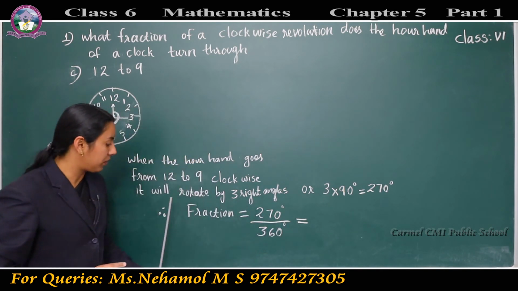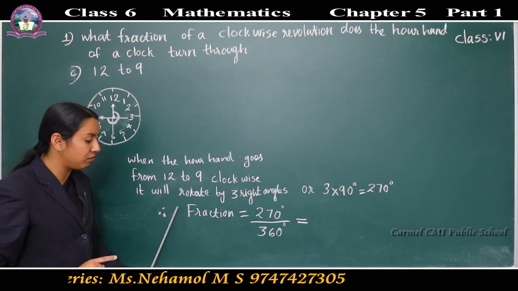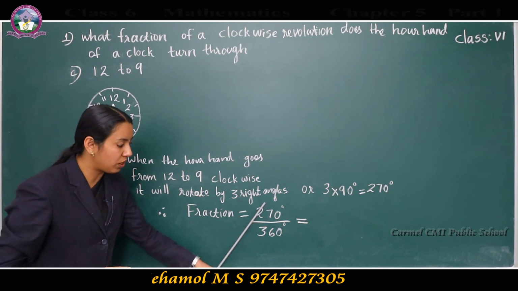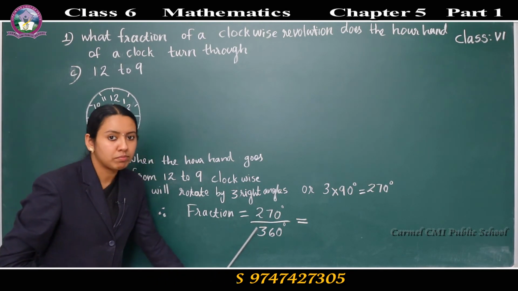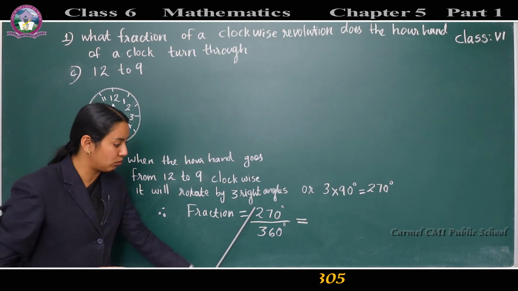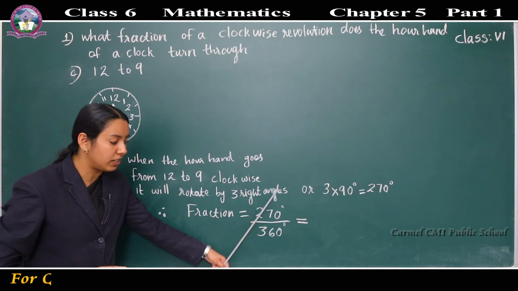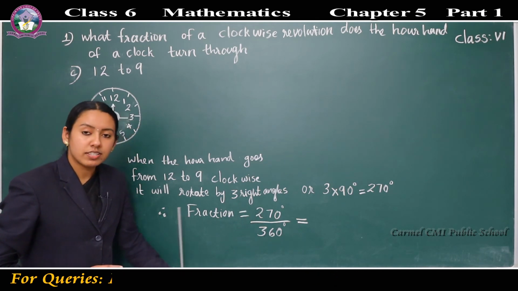270 degrees. Then how can we find the fraction? Fraction is equal to 270 degrees by 360 degrees, the total angle. 270 degrees by 360 degrees.